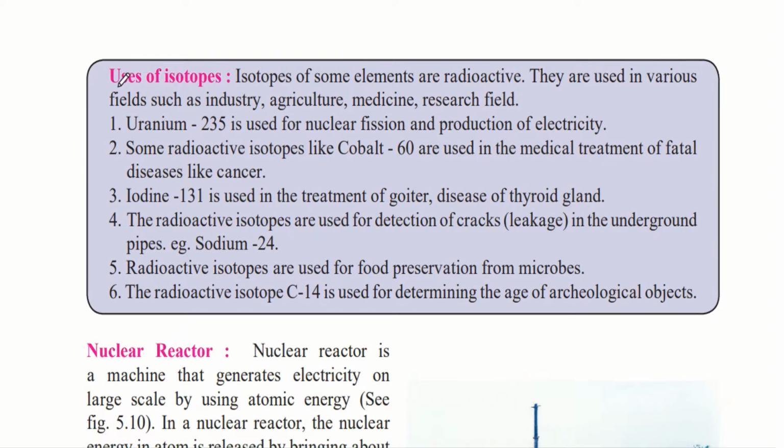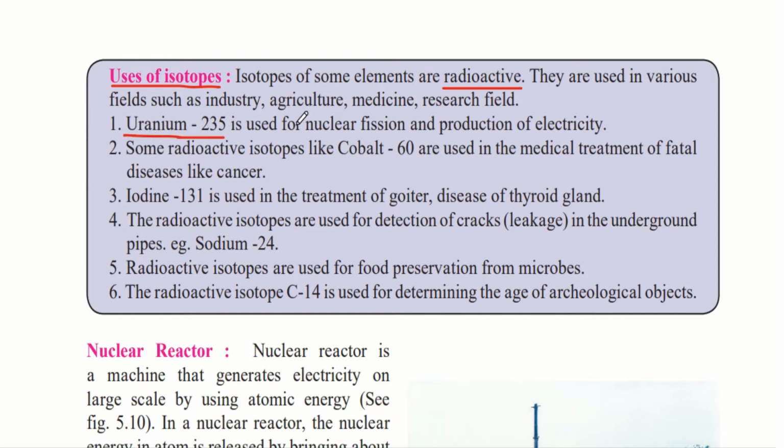Now let us study about some uses of isotopes. Isotopes of some elements are radioactive. If you remember earlier in Rutherford's scattering experiment, he had used radioactive elements to emit the alpha particles that he used in his experiment. So, radioactive elements are such that can emit radiation. They are used in various fields such as industry, agriculture, medicine and research. Here are some examples of radioactive elements.